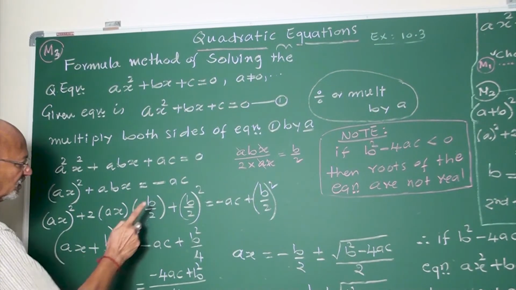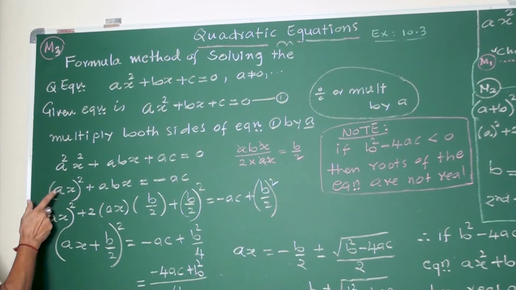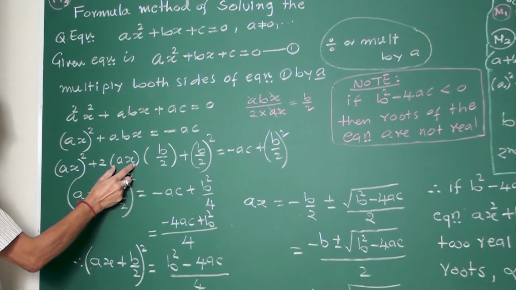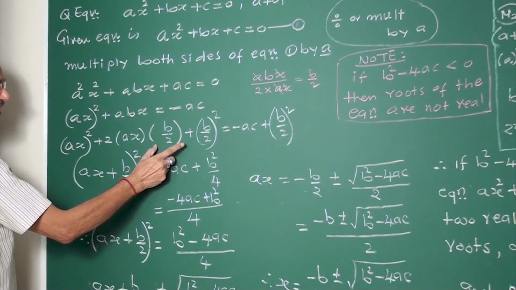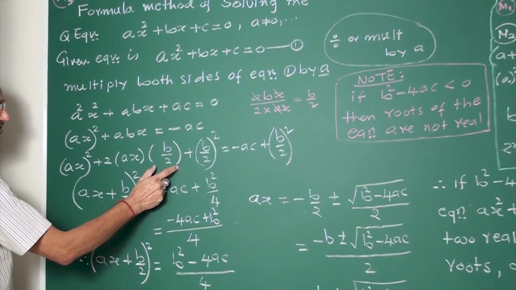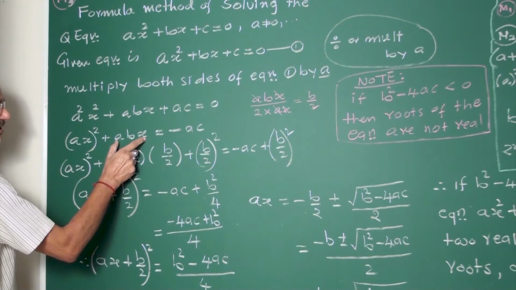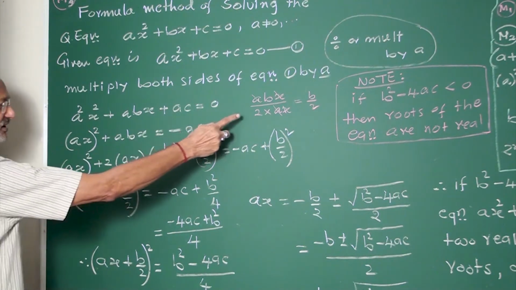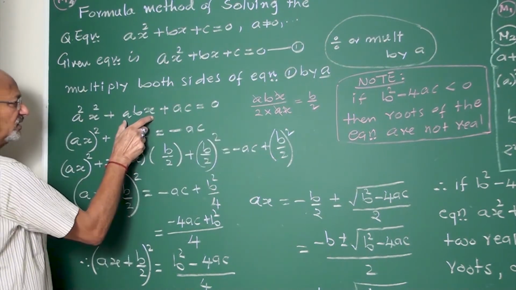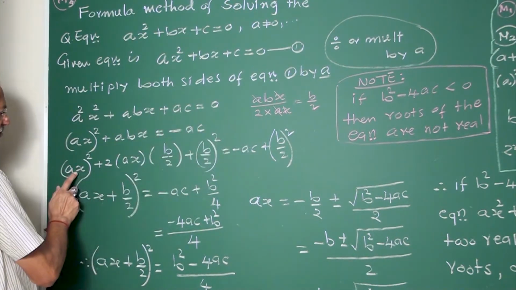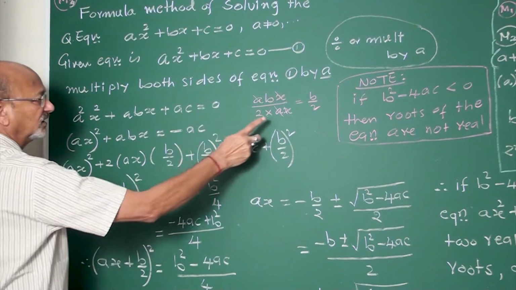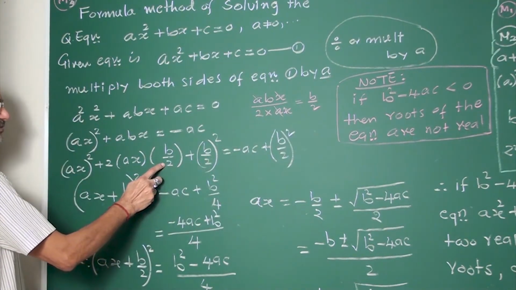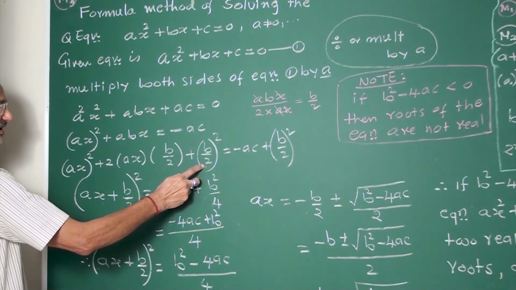We want the second term. What is this? A square, the square of the first term. 2 times the first term into the second term. How to get the second term? To get this second term, divide the middle term by 2 times the first term. Everything explained. I have written here. This is the middle term. 2 times the first term AX. AX is gone. We are left with B by 2. So the second term is B by 2. Square of the second term.